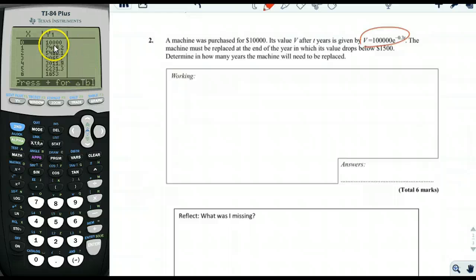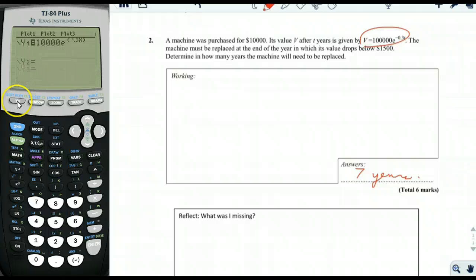Okay, so it starts at 10,000 and then it starts going down. When does it drop below 1,500? Drops below 1,500 between the 6th and the 7th year. So in 7 years, you're going to need to replace it, right? Now, if you wanted to figure out the exact value here, you would do what you did last time.